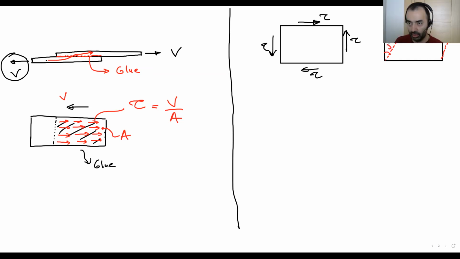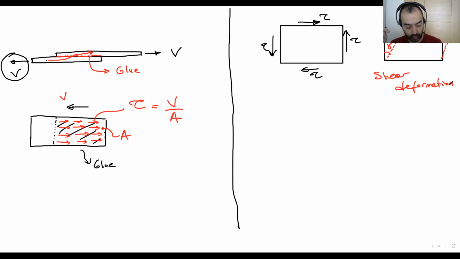Makes an angle over here. This is the shear deformation. Under the shear loading, the structural members try to do this deformation. It tilts like this.